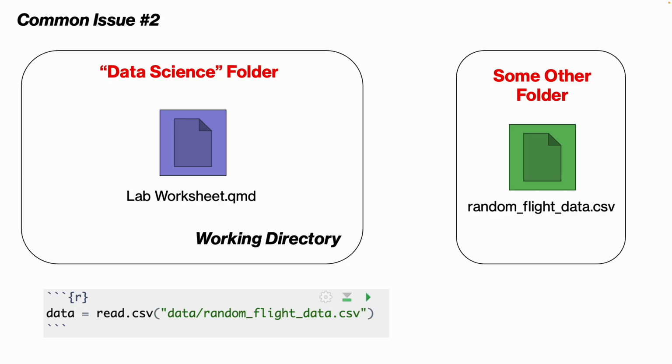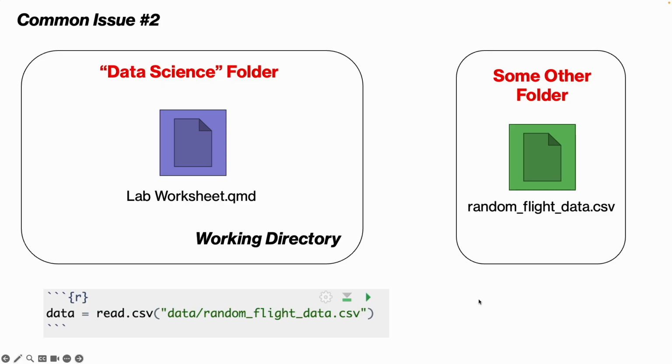Another common issue that students will run into is they will have their data science folder and a lab worksheet inside of it, but their data file will be in some other folder. For example, maybe it's in the downloads folder. When you run this code, R is going to fail. And why is it failing? Well, once again, there is no data folder here, or even if there was a data folder here, the random flights data is not there. And so this path is not a correct path on how to find this data relative to the working directory.